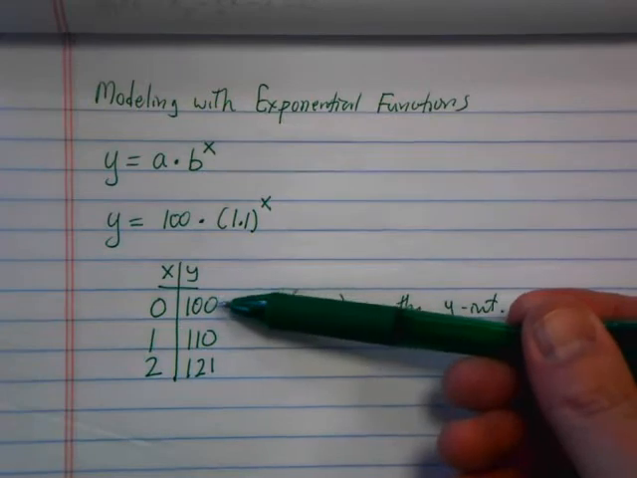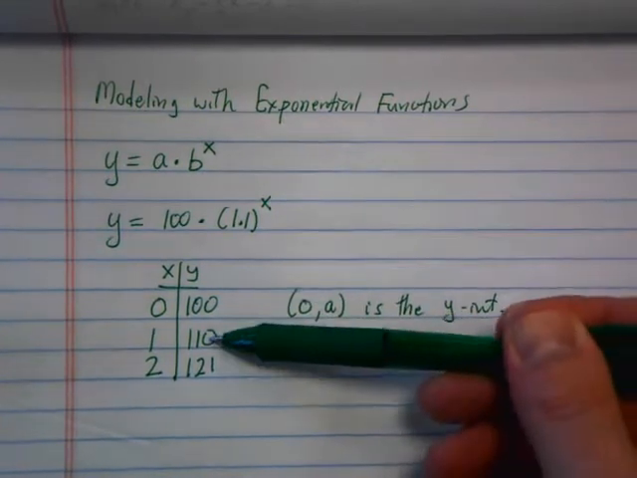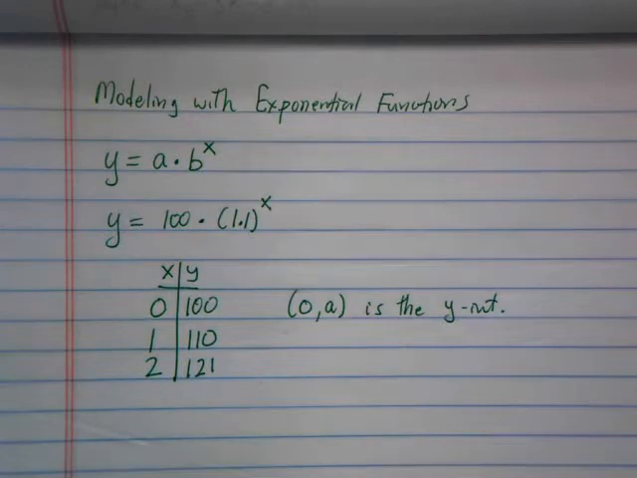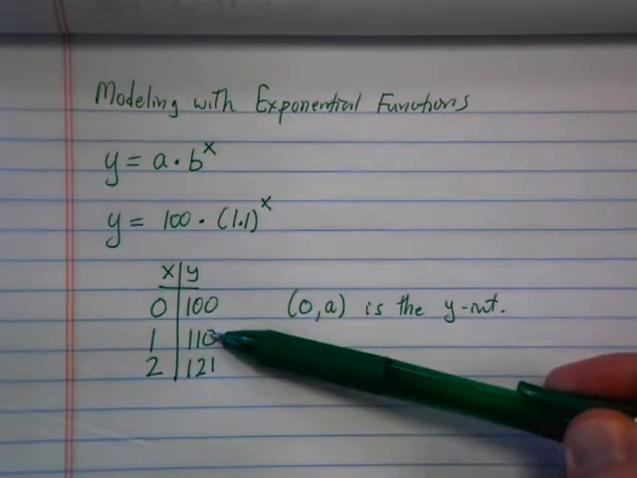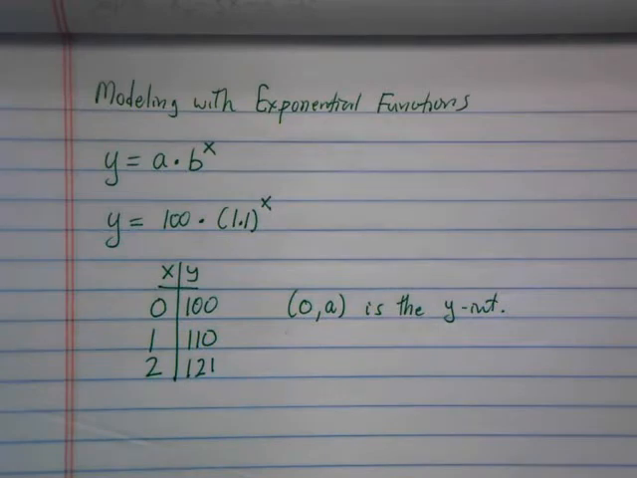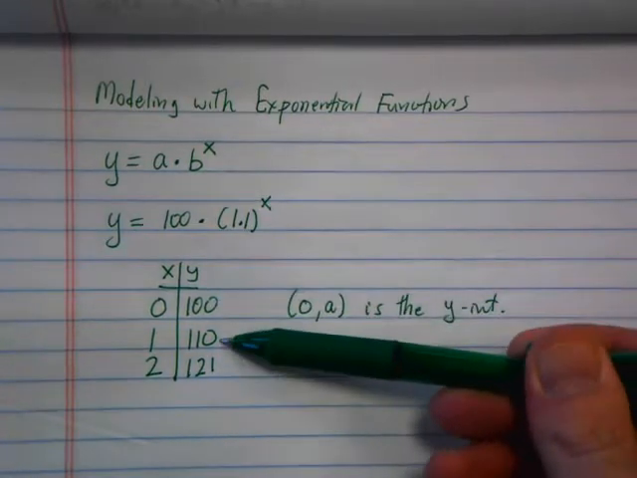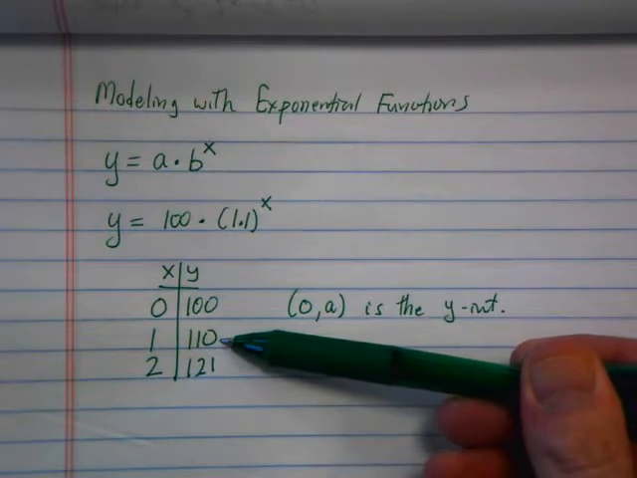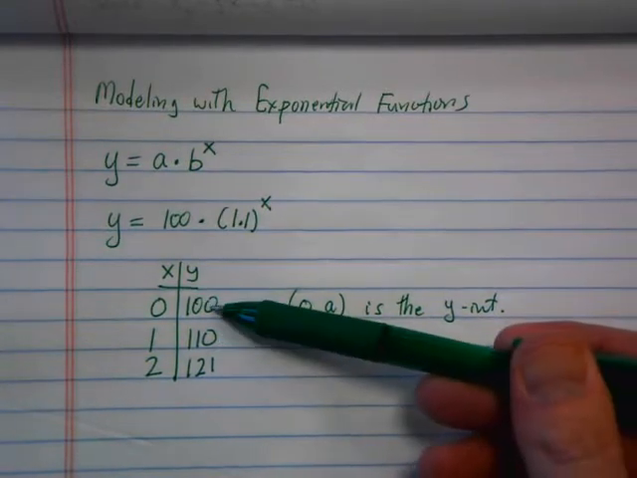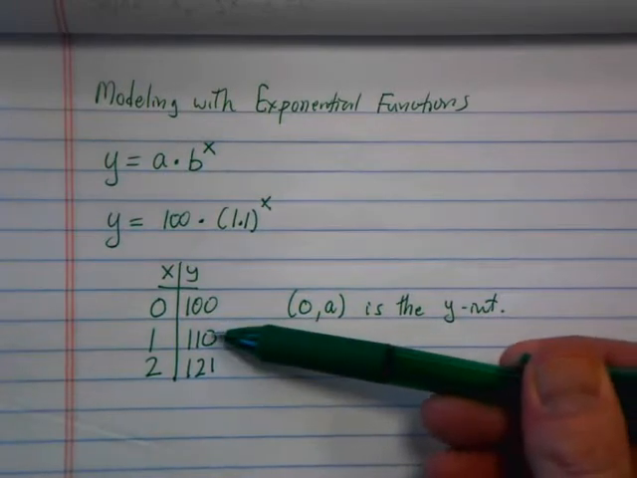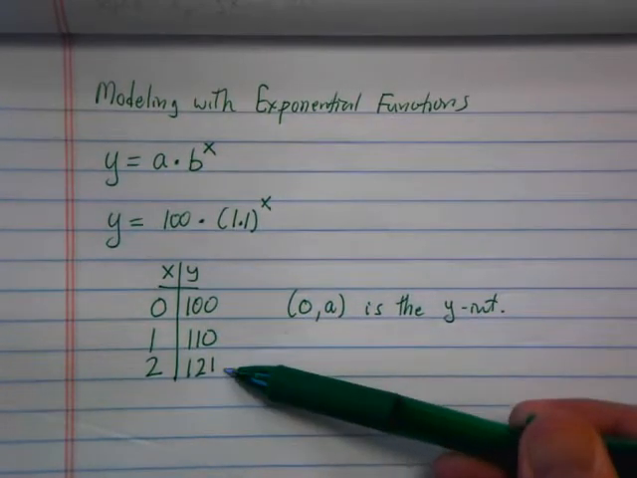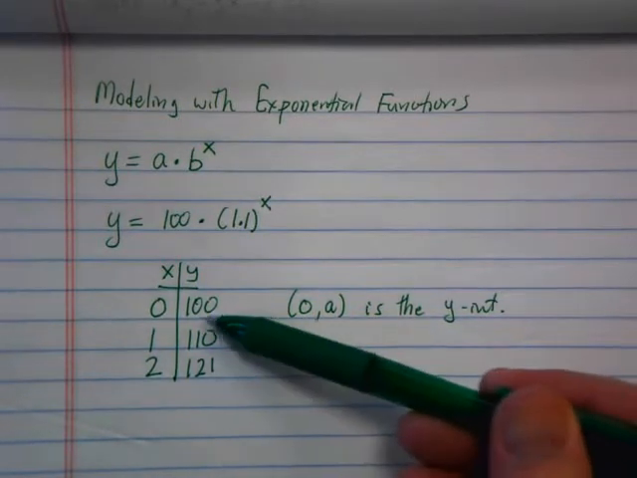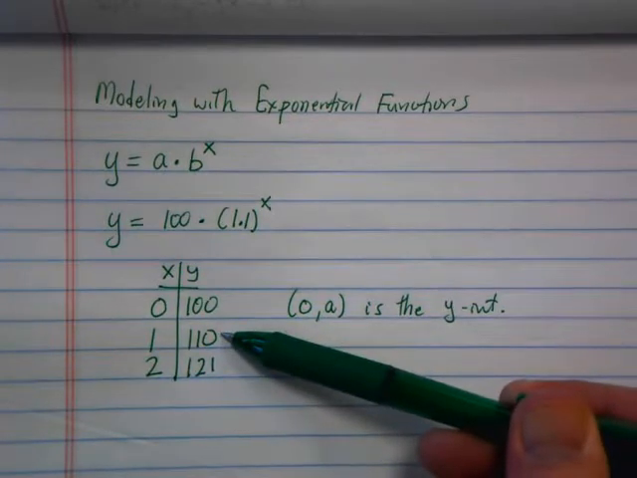Anybody know a different relationship between 100 and 110, and then 110 to 121? This is a gain of 10. This is a gain of 11. This happens to be a gain of 10%. What's 10% of 100? So we gain 10% there. To go from 110 to 121, we also gained 10%. Because if I take 110 and multiply by 10%, that would give me 11. So I gained 11.